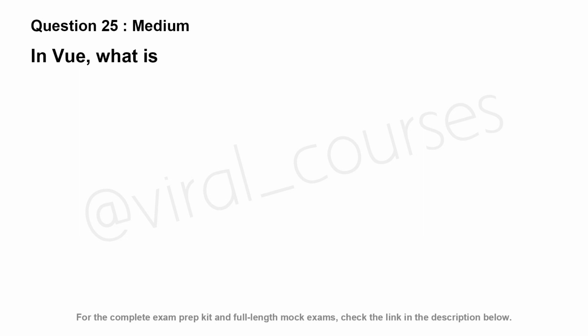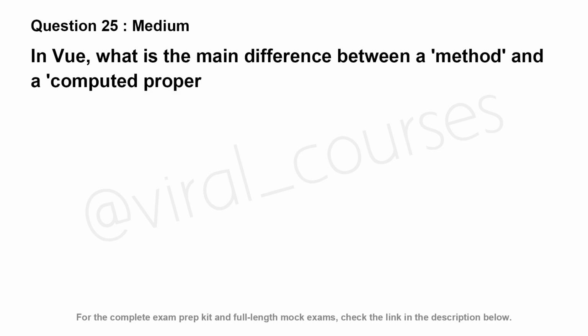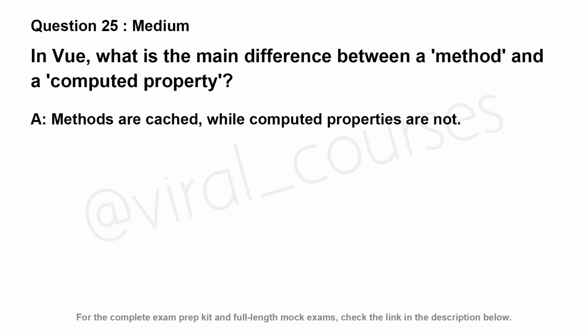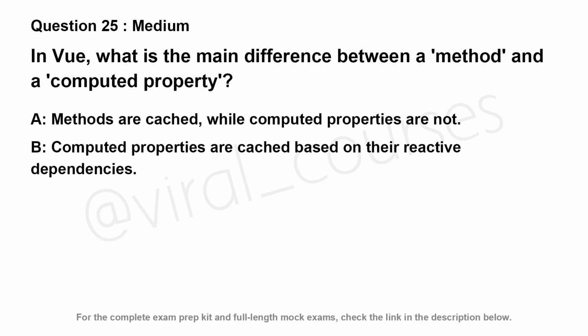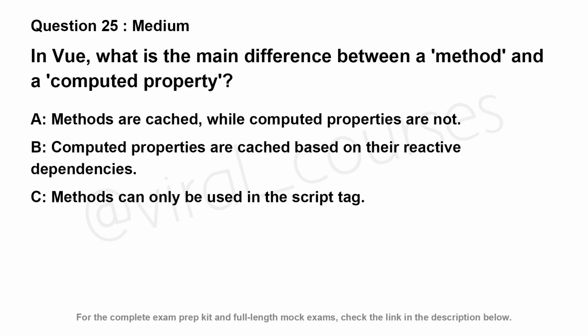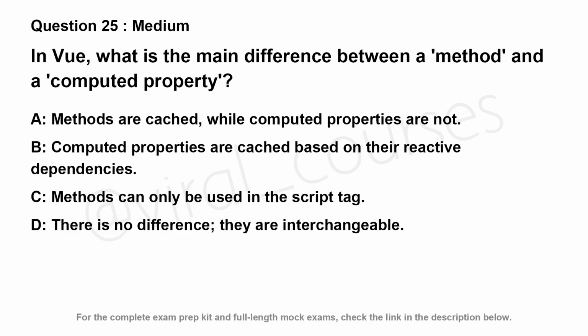In Vue, what is the main difference between a method and a computed property? Option A. Methods are cached, while computed properties are not. Option B. Computed properties are cached based on their reactive dependencies. Option C. Methods can only be used in the script tag. Option D. There is no difference. They are interchangeable.